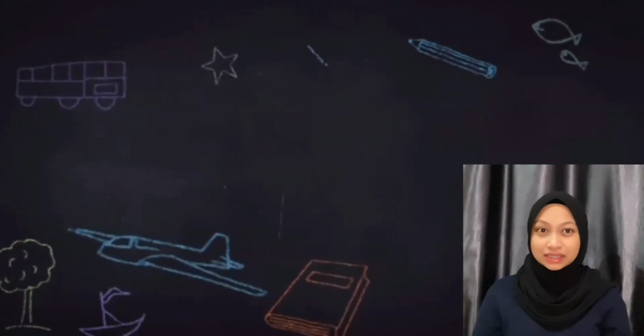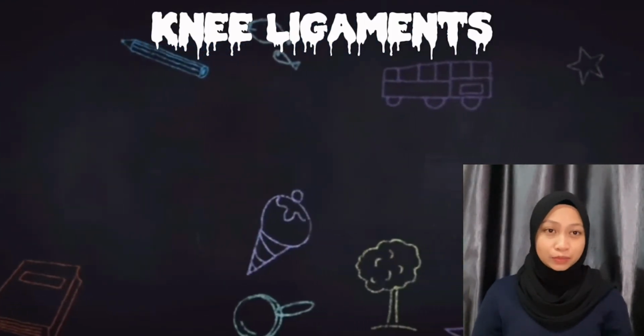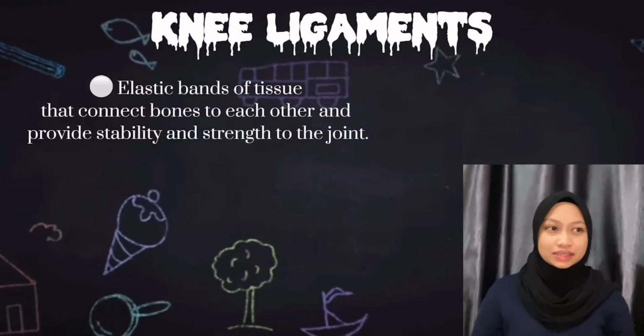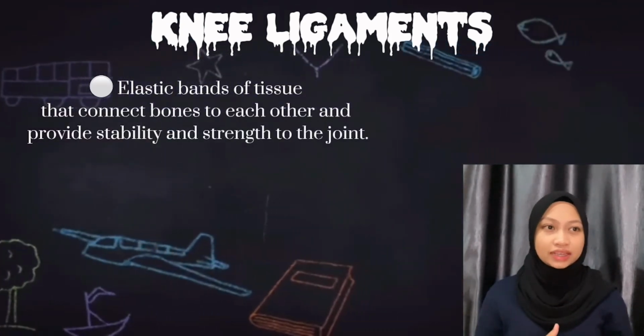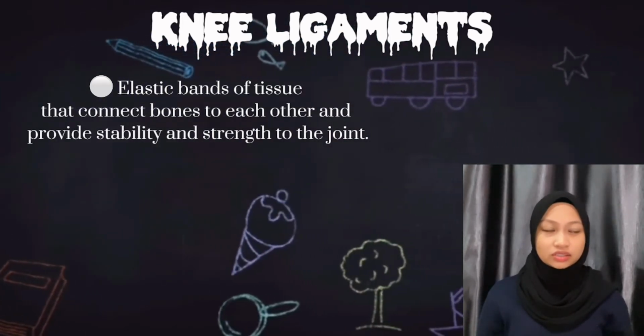Thank you. I will proceed with our presentation about the knee ligament. There are 4 major ligaments in the knee. Ligaments are elastic bands of tissue that connect bones to each other and provide stability and strength to the joint.